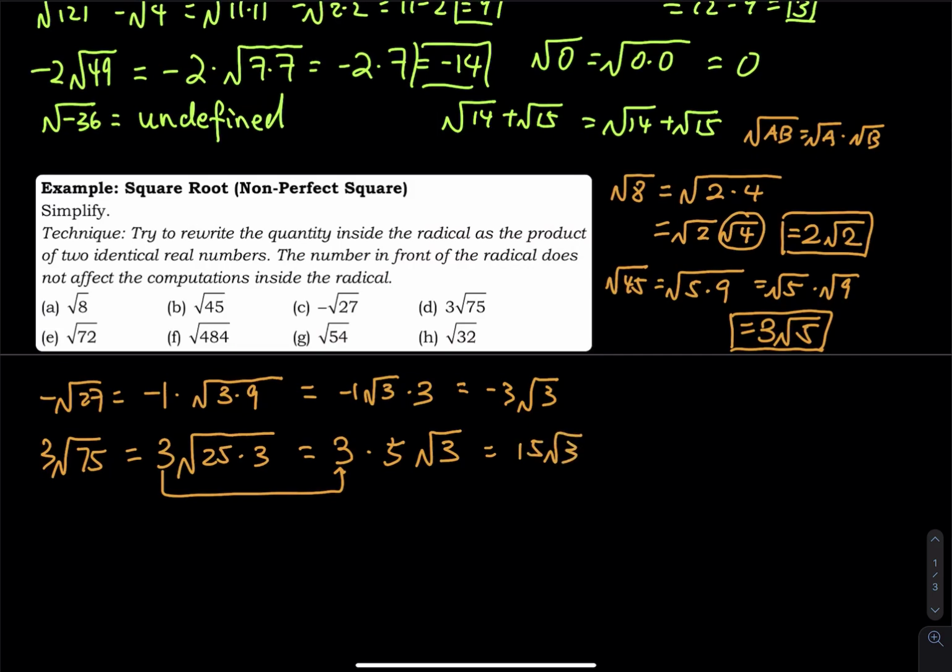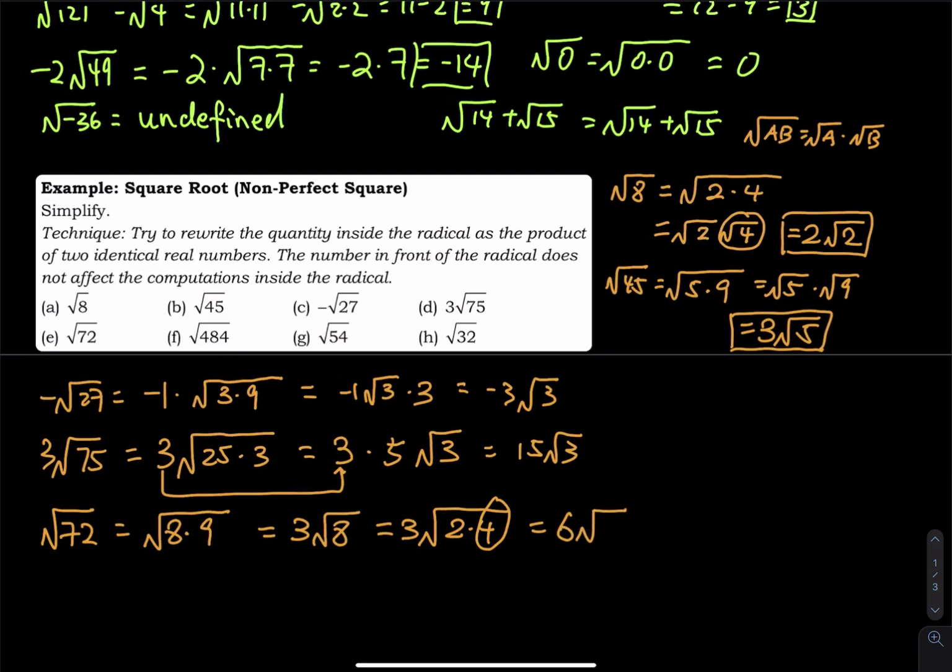All right, 72. 8 times 9. The square root of 9 is 3. The 8 stays inside. Is this right? Are we done? Nope. We can do something for the 8. So the 8 is 2 times 4. The square root of 4 is equal to 2. So you bring the 2 outside to multiply the 3. 2 times 3 is 6. So we have 6 root 2.